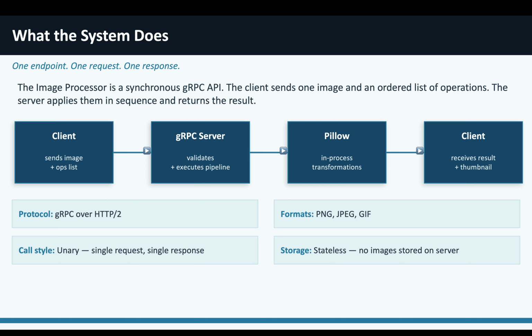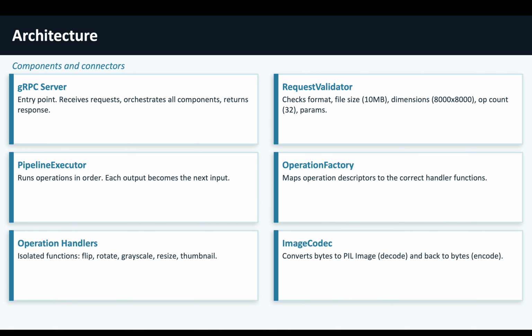And the formats that we will be accepting here are PNGs, JPEGs, and GIFs. The architecture of the service uses 6 components. The gRPC server, which is the entry point, receives a request, orchestrates all components, and returns the response. The request validator checks everything: file size, dimensions, operation count, which in this case we are accepting 32 operations, and then the parameters of those operations that have them.